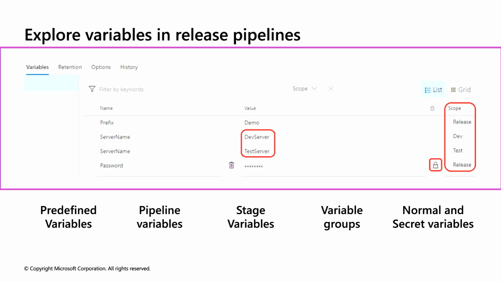Variables in release pipelines make our deployments flexible and secure. In Azure DevOps, we can use predefined variables, pipeline variables, stage variables, and variable groups to store and manage values that our pipeline needs, such as server names, passwords, or environment settings. These variables can be normal or secret, with secret variables providing an extra layer of security by hiding sensitive information like passwords from logs and unauthorized users. In classic pipelines, we can use the same variable in each stage with different values by assigning the scope of the variable. In YAML, it may be more efficient to use named variables for each stage.